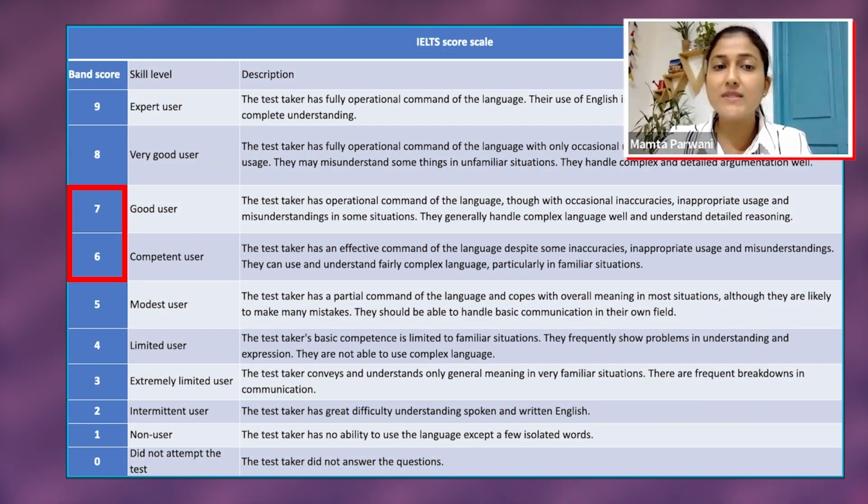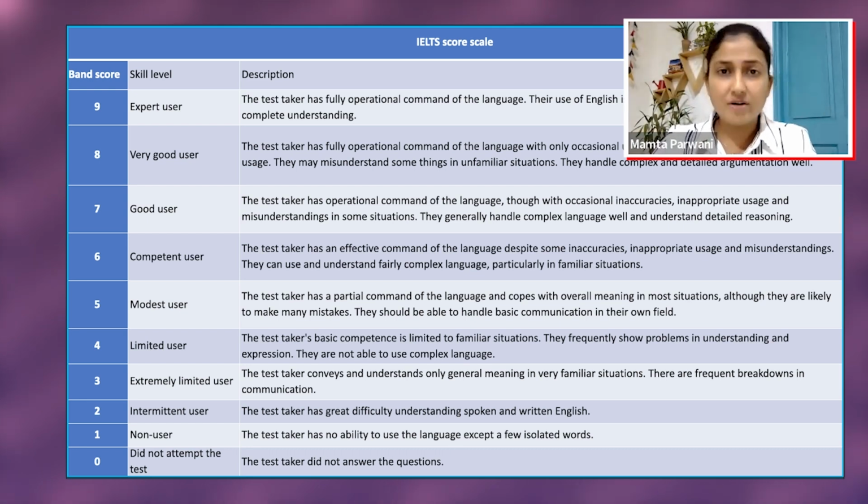If you are an academic candidate, the majority of universities will accept a score somewhere between 6 to 7. There are a few exceptions, of course. There are a few universities which may accept a little less than 6, or a little more than 7 would be the requirement. So it depends majorly on the university or the country that you're applying for.